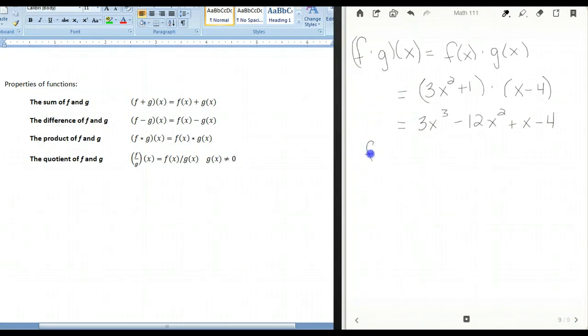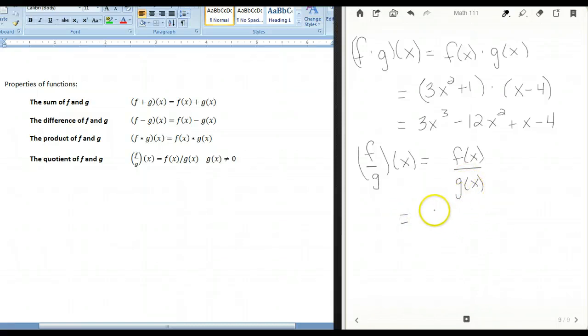And last, let's do f divided by g of x. And I do that by doing f of x divided by g of x. Okay? Alright, and remember the caveat for this to do f of x divided by g of x is that g of x can't be 0. Well, our g of x is x minus 4, so it's not 0, right? We're not plugging in the 0 function here, the thing that's always 0. We're not plugging that in down there, so we're okay.